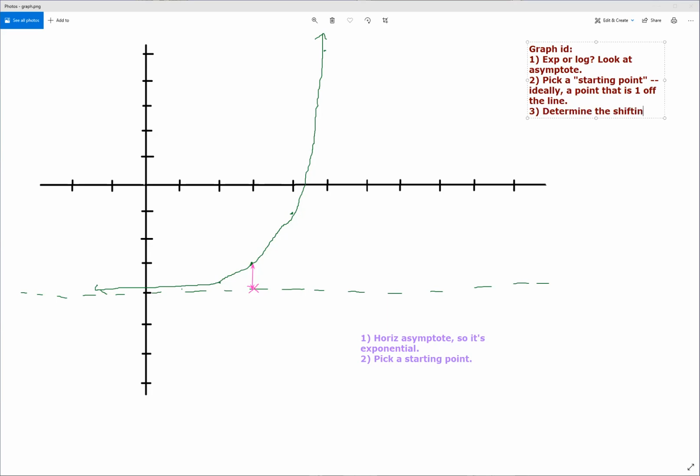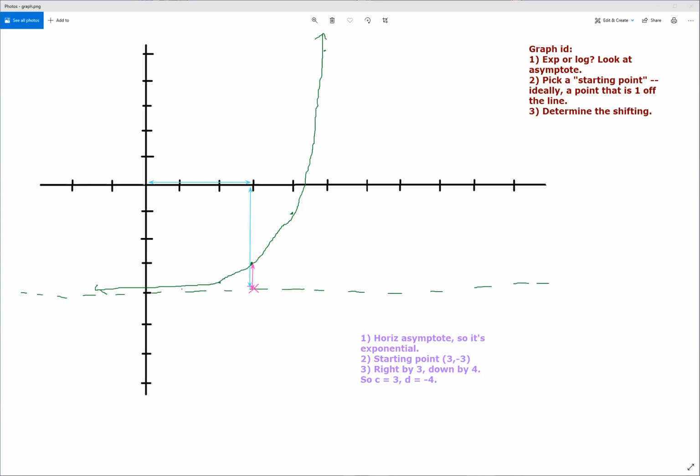Determine the shifting. So how far did we go to the right and how far did we go up to get to our new starting point, our new origin? So we went to the right by 3 and we went down by 4. Notice I'm going to the asymptote and not to the point that we chose. So we picked our starting point. Our starting point was 3, -3. We went to the right by 3, down by 4. So c equals 3 and d equals -4.